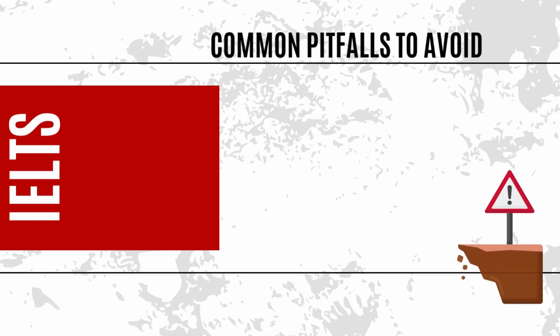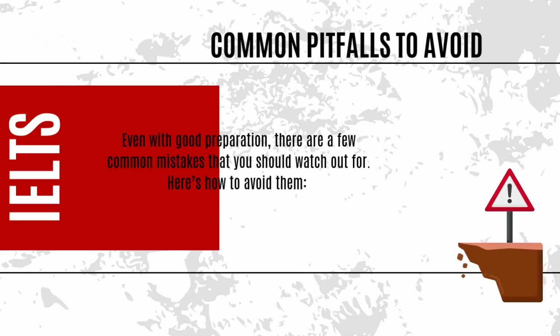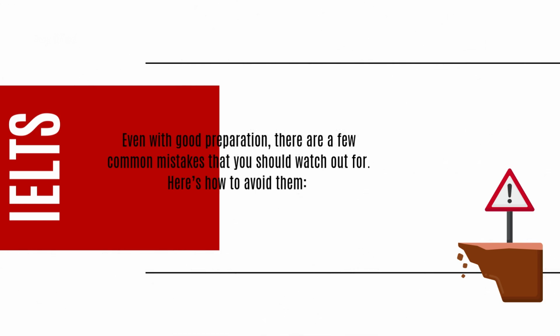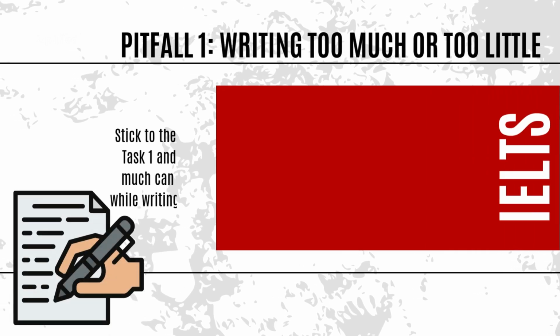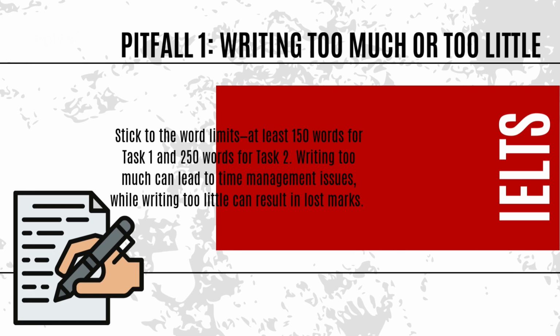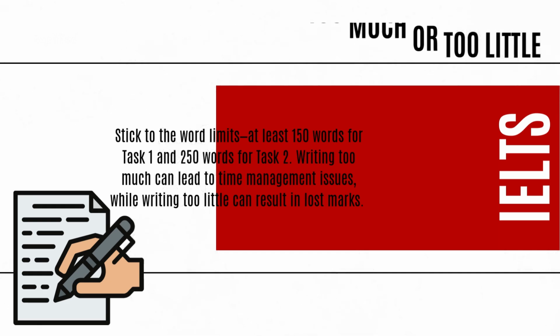Common pitfalls to avoid. Even with good preparation, there are a few common mistakes that you should watch out for. Here's how to avoid them. Pitfall 1. Writing too much or too little. Stick to the word limits, at least 150 words for Task 1 and 250 words for Task 2. Writing too much can lead to time management issues, while writing too little can result in lost marks.